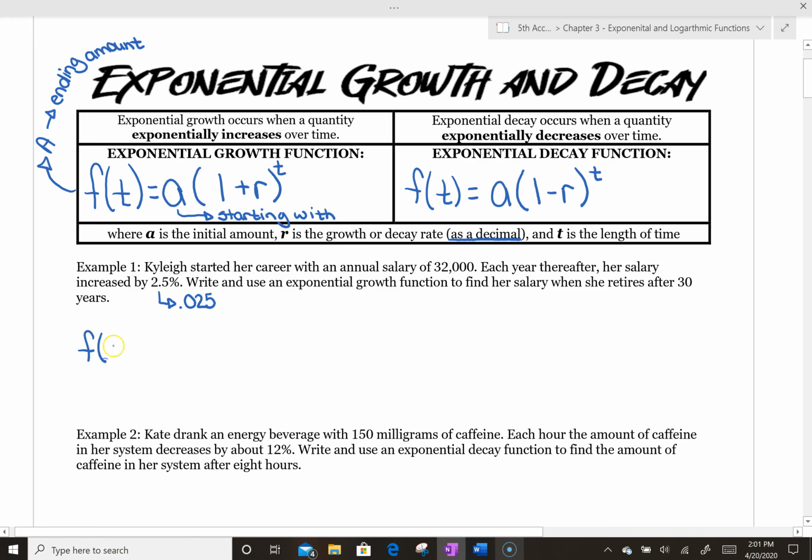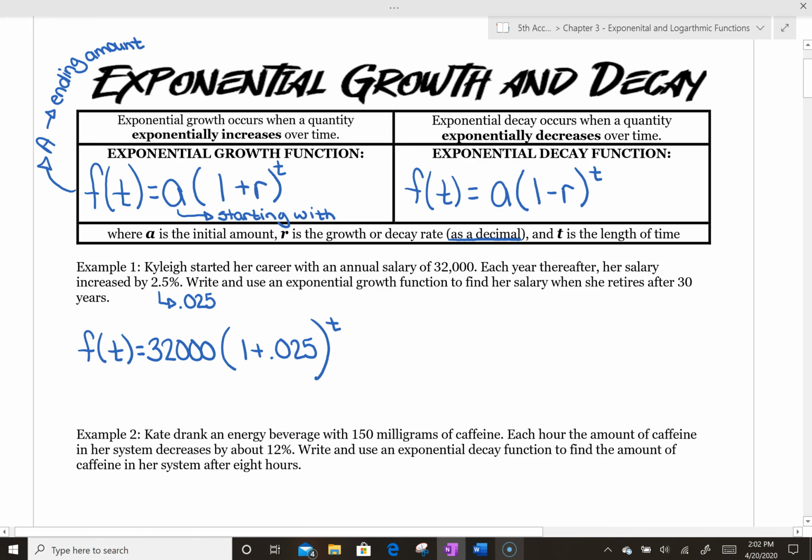So to write an equation, we just plug everything in except for that time. So that means we are going to have 32,000 times 1 plus 0.025, and then to the t power. That would be like we're being able to write just the equation, because then you can plug in 30 years, 28 years, 10 years, whatever you would like.